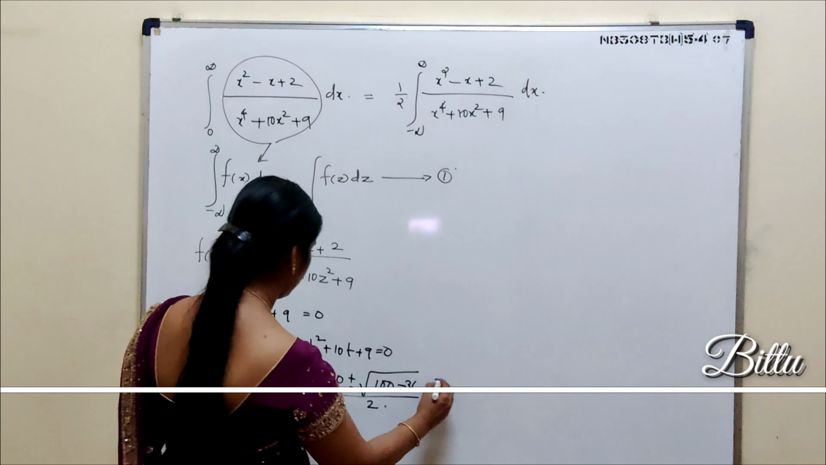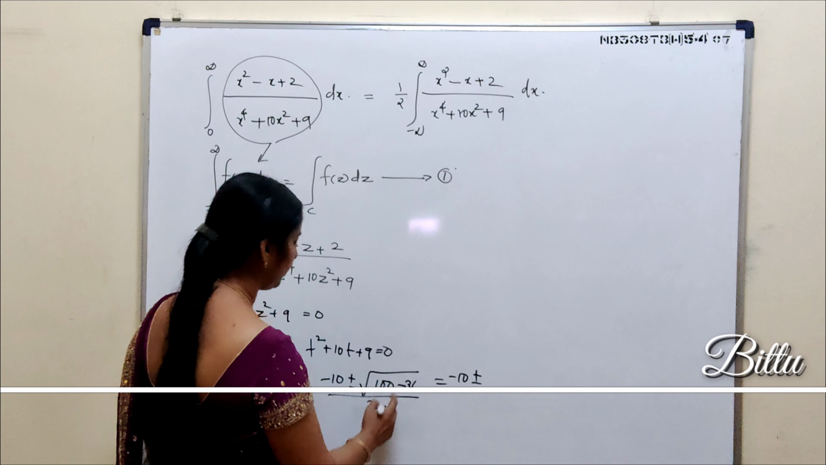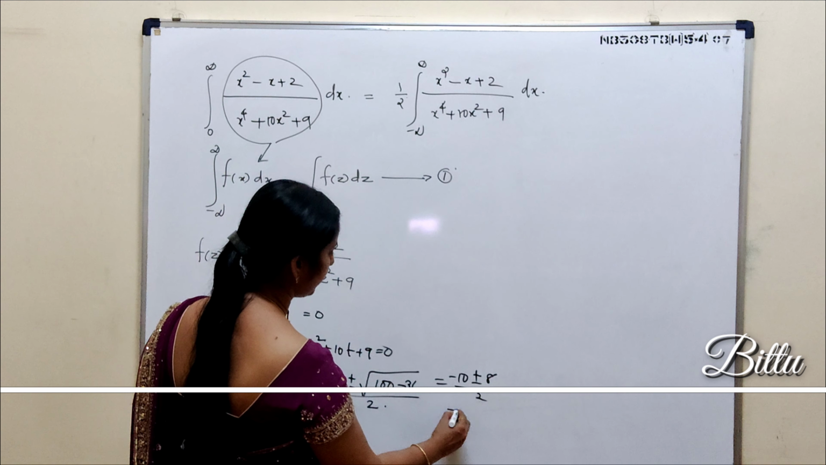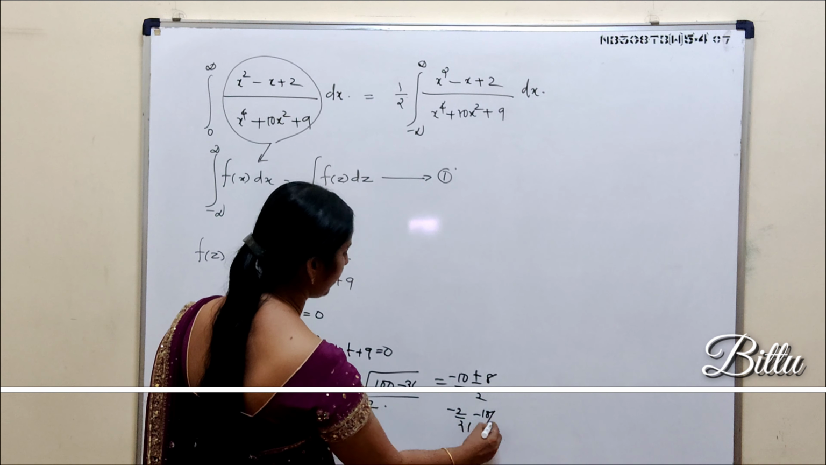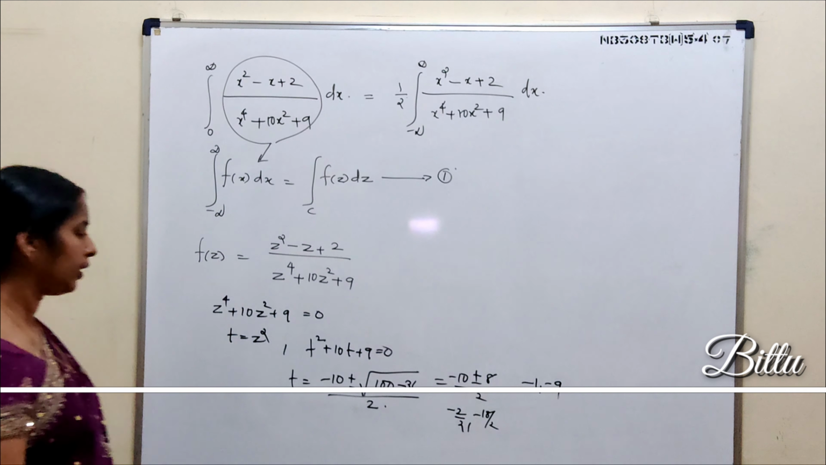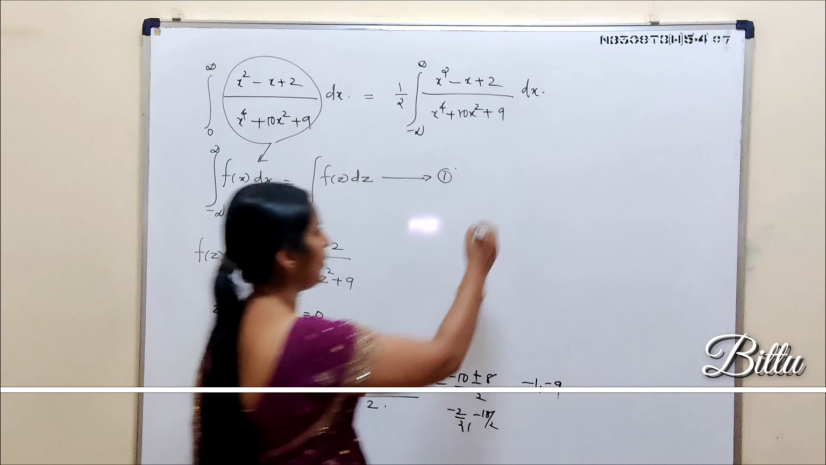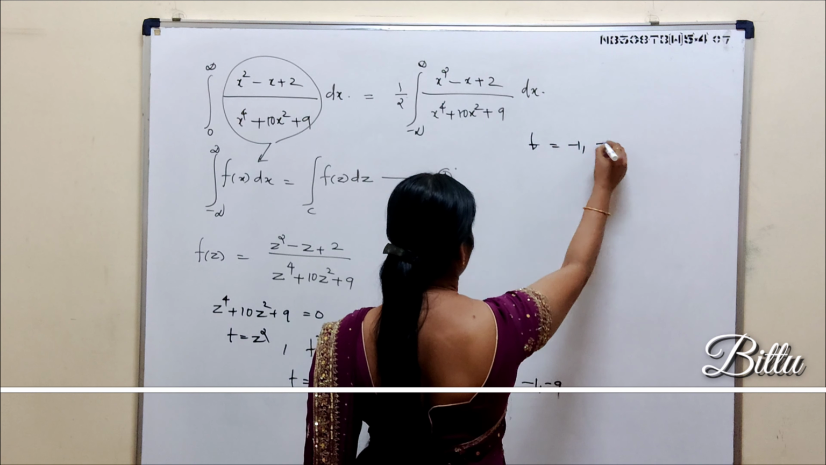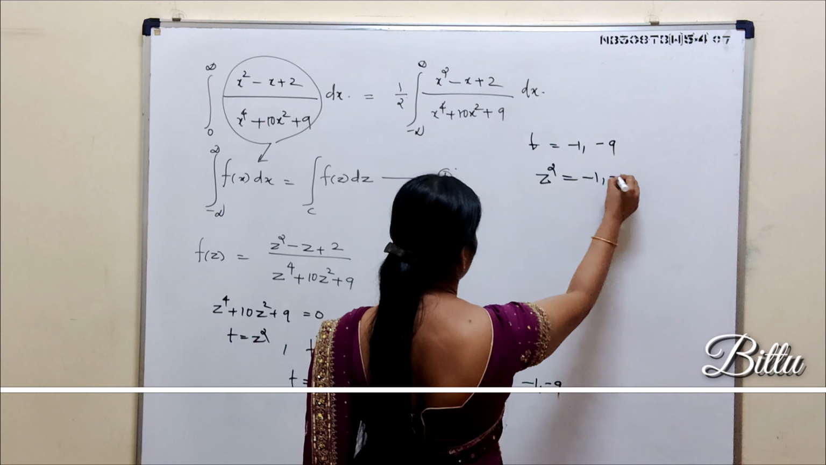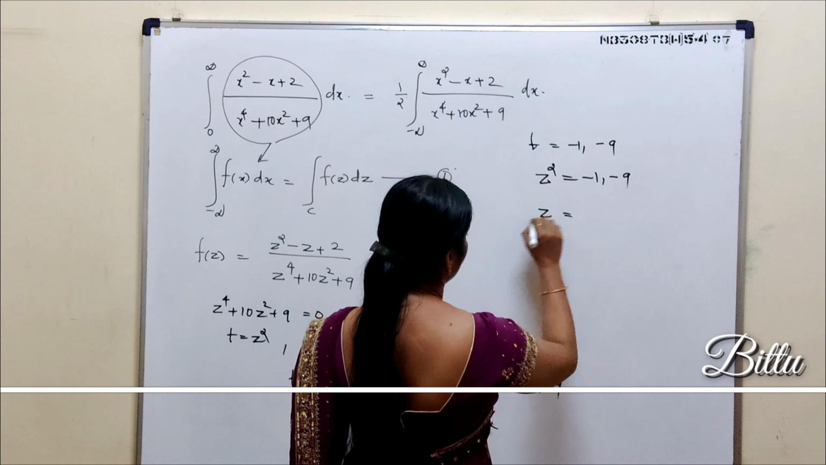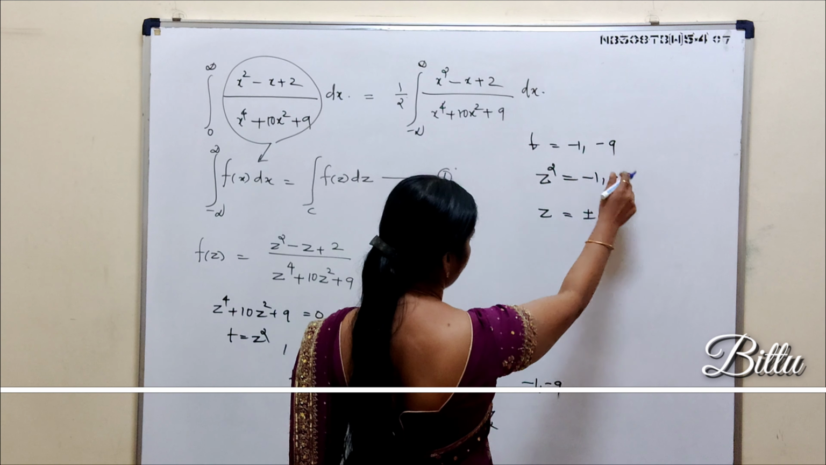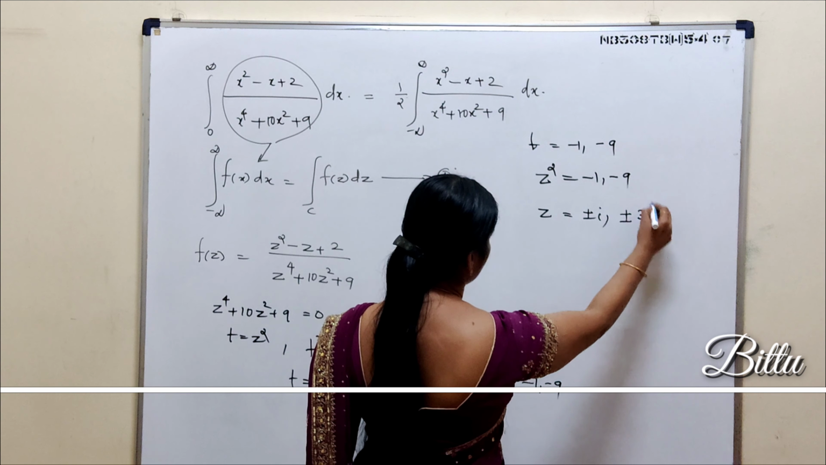that is minus 10 plus or minus 8 by 2. It is minus 2 by 2, minus 18 by 2. That is minus 1 and minus 9. See, these are the values of t. But t is z squared. That is z squared is minus 1, minus 9. So the z values are, when z squared equal to minus 1, z is plus or minus i. When z squared equal to minus 9, z value is plus or minus 3i.